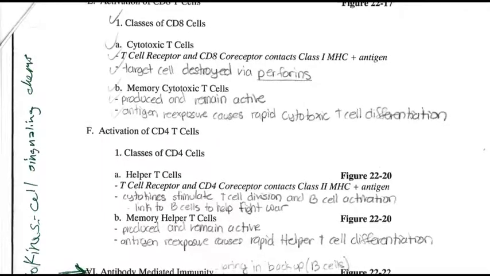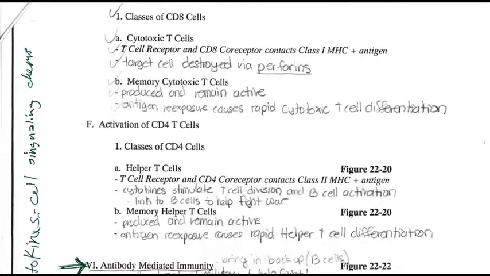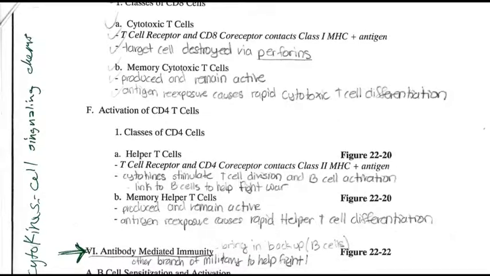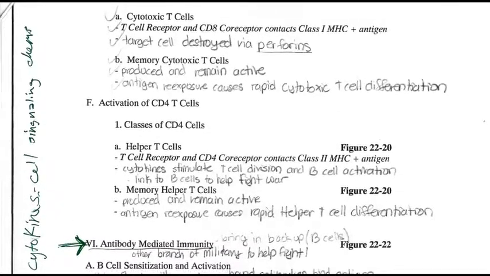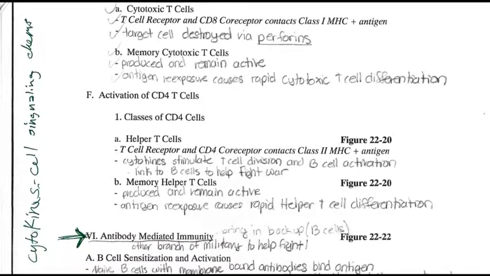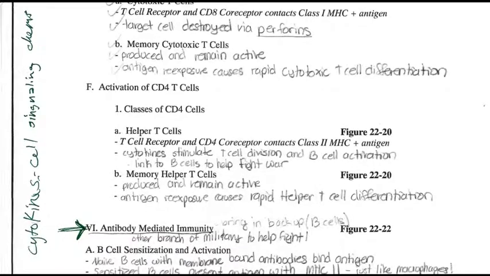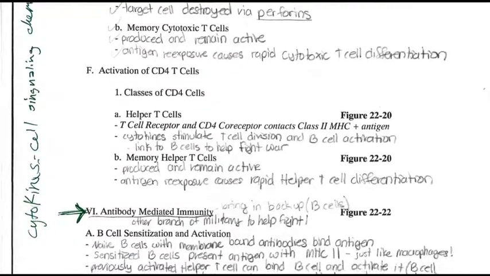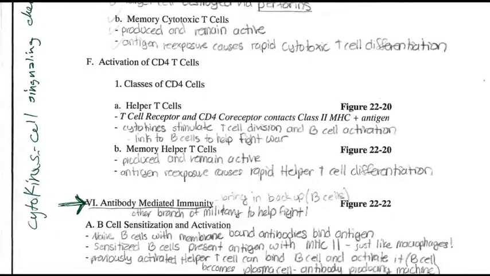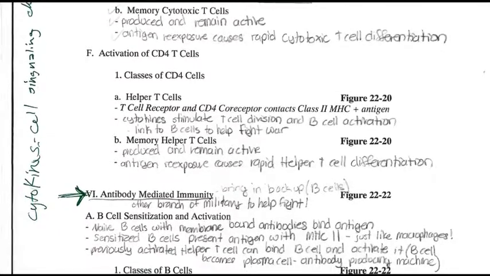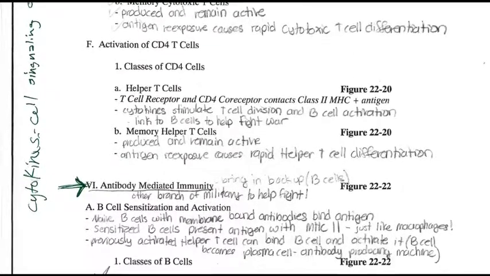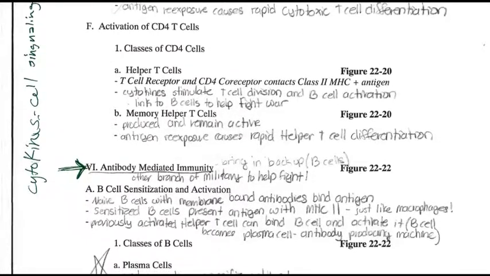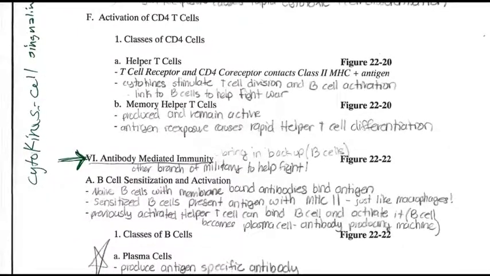Activation of CD4 T cells. 1. Classes of CD4 cells. A. Helper T cells. T cell receptor and CD4 co-receptor contacts class 2 MHC plus antigen. Cytokines stimulate T cell division and B cell activation. They link to the B cells to help fight the antigen. B. Memory helper T cells. Once produced, they also remain active. Antigen re-exposure causes rapid helper T cell differentiation. I have a note here that cytokines are cell signaling chemicals.